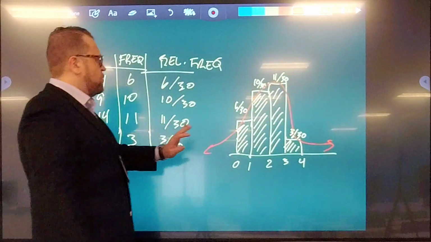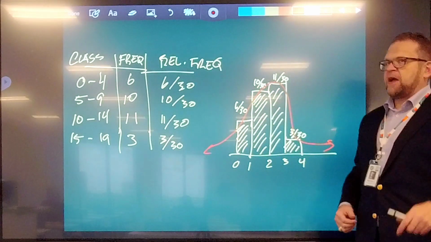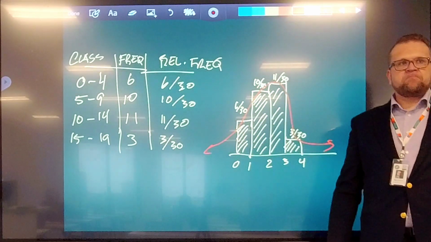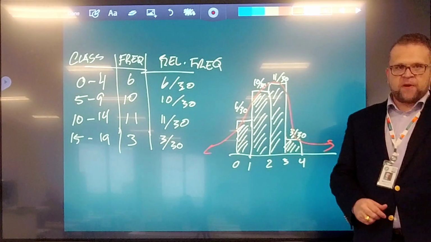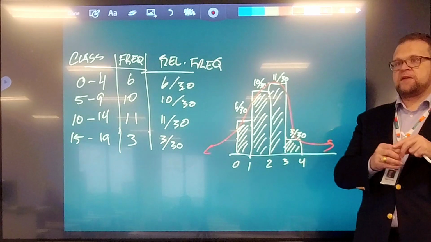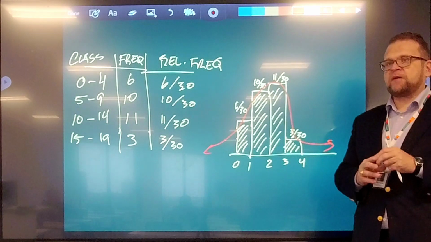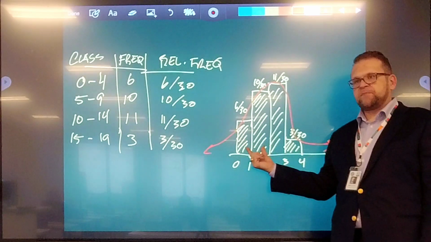If I had my 30 people here and they're all standing in front of me and I randomly pick one of them, then the probability that the randomly selected person from my group of 30 has a commute time less than 10 minutes is 16 over 30. It must be.